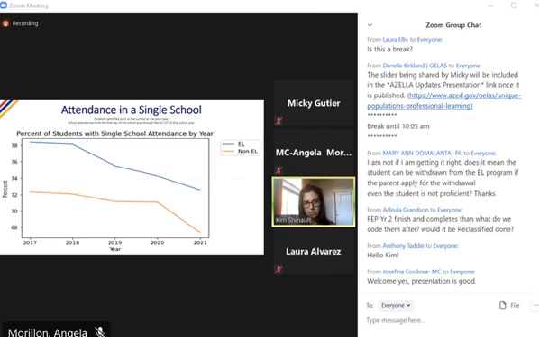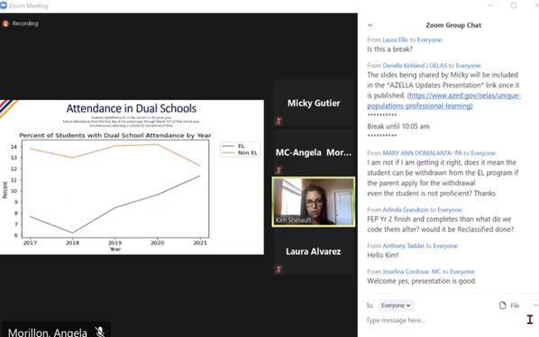So to go a little bit deeper on this topic, let's look at enrollments in dual schools. What this means is that students are enrolled in two different schools at the same time with some degree of overlap. So it might be a day, it might be a week, it might be a month, or it might be the entire school year. But students are enrolled in two different schools at the same time. And you can see what the trends are over the last 5 years.